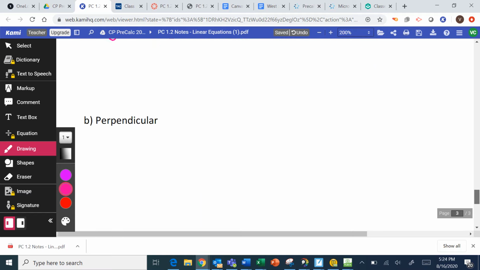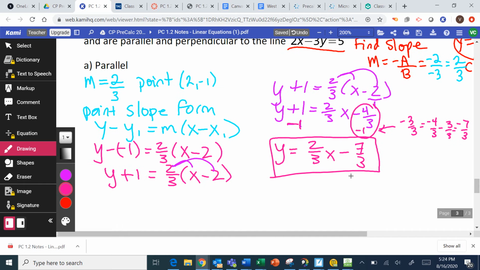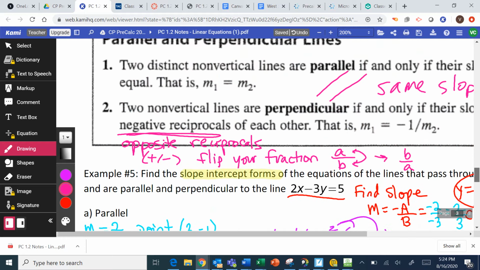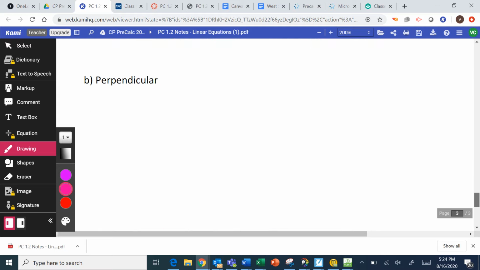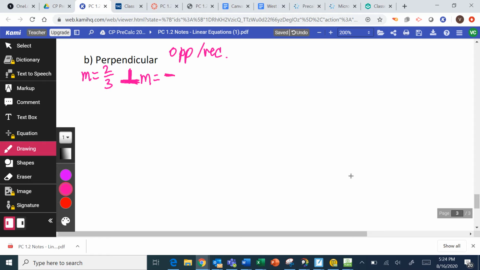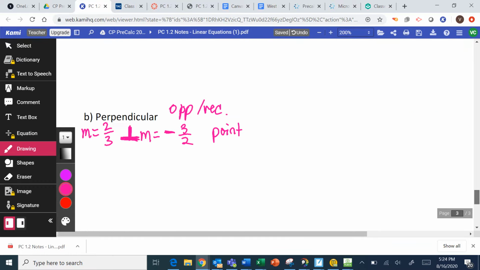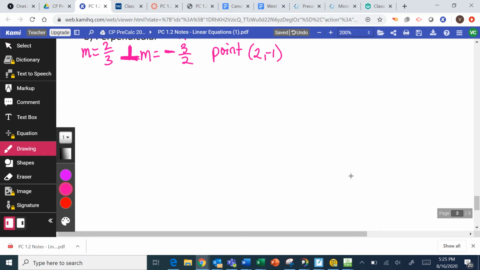Part B says, now let's do perpendicular. The order of what I just did is exactly the same. The only difference between parallel and perpendicular is the slope, because perpendicular uses the opposite reciprocal and parallel uses the same slope. So if my slope is 2/3, I need my perpendicular slope. From geometry, this upside-down T means perpendicular, so I do not have to write the whole word out. The perpendicular slope is the opposite and reciprocal. So 2/3 is positive, this one needs to be negative, and 2 over 3 becomes 3 over 2. There's my slope. I also need a point. We are going to use the exact same point (2, -1) from the previous question, since it's part A and part B.